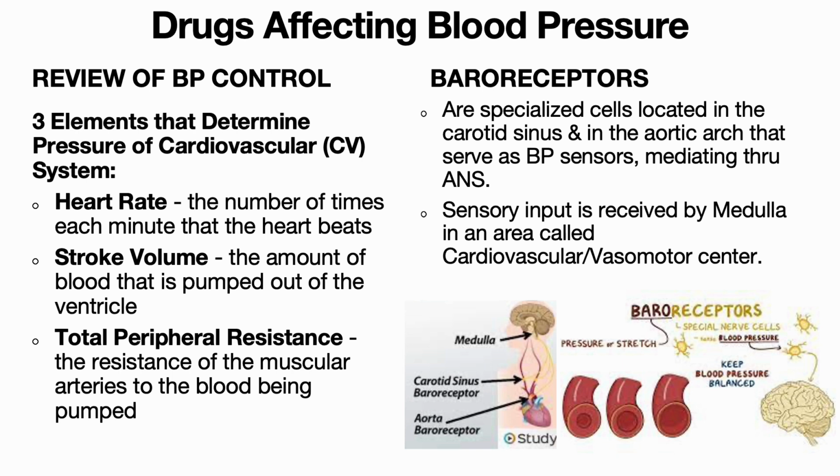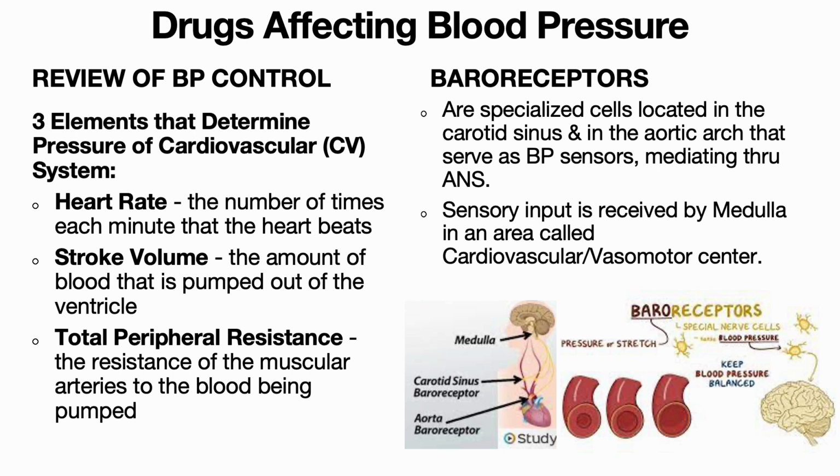Then we also have baroreceptors. So they are specialized cells located in the carotid sinus and in the aortic arch that serve as BP sensors mediating through the ANS or autonomic nervous system. So they sense the blood pressure and relay the information to the brain so that a proper blood pressure can be maintained. So these baroreceptors are also sensory input that is received by the medulla in an area called the cardiovascular or vasomotor center.